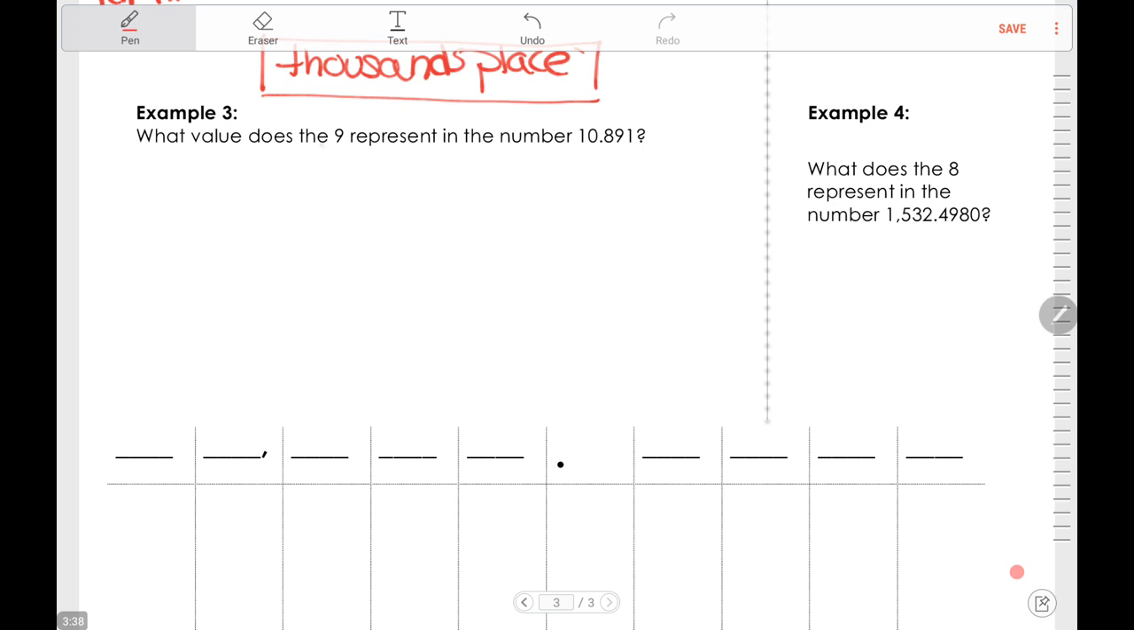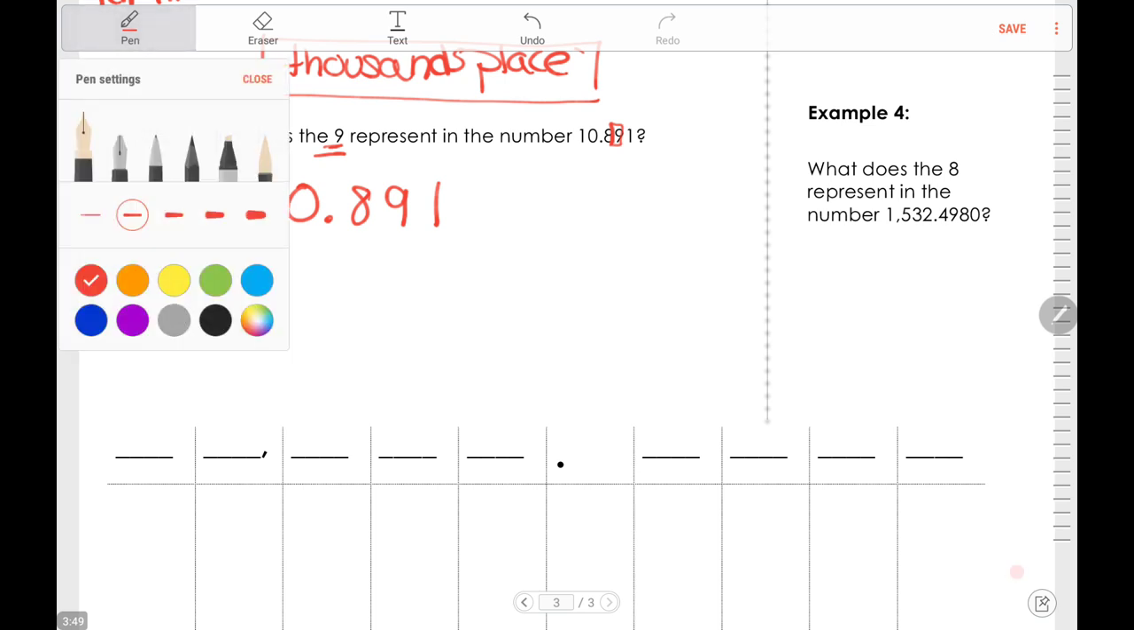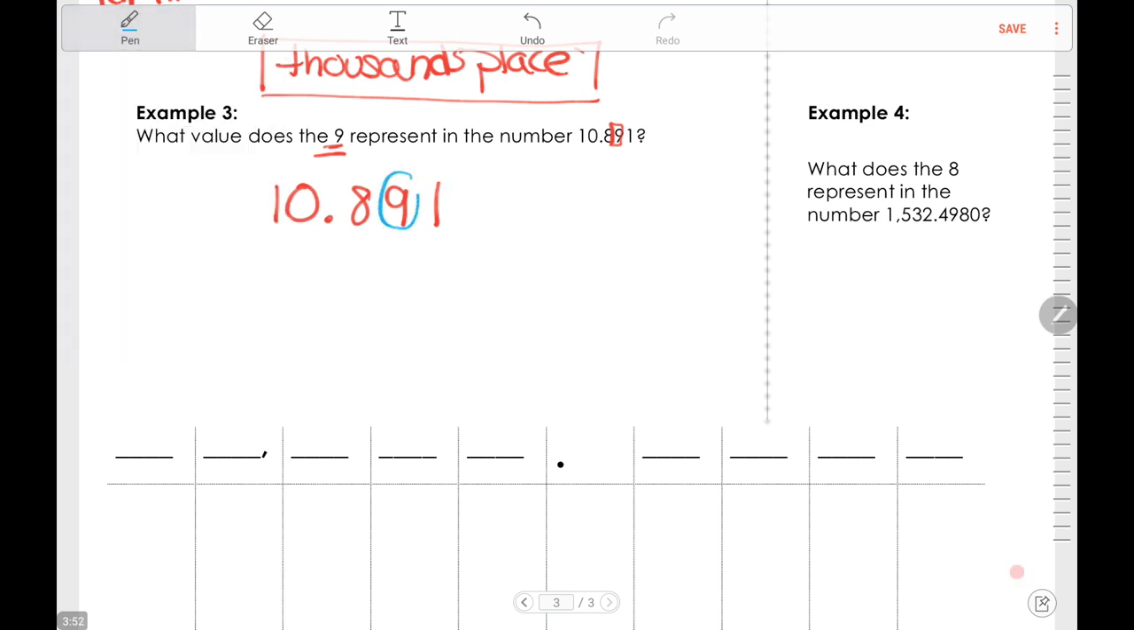Okay, what does the 9 represent in 10.891? So we're talking about this number here. I'm going to write it a little bigger. Okay, so decimals, it goes the same way. Alright, but when we have decimals, we don't have a ones place. Alright, so I'm going to show you a trick. Think of the decimal place as like the center point.